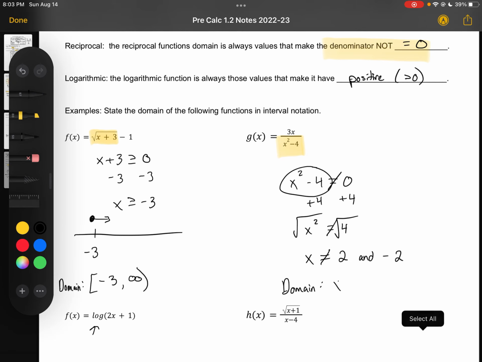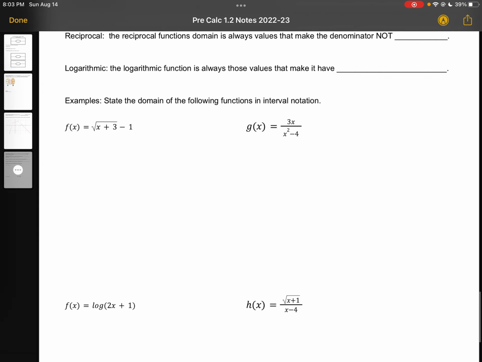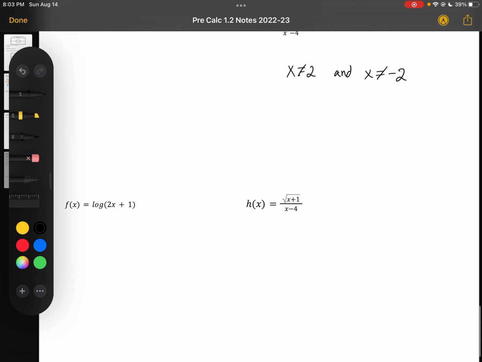So writing that as an interval, you can do that. It's honestly a little bit easier to just write it as, wow, that knocked all of the work out, that's great. Just easier to write it as x is not equal to 2 and x is not equal to negative 2. So those are two things that you want to note for that second one.